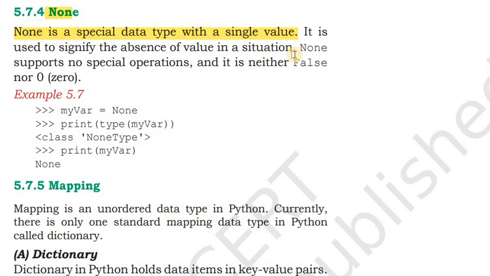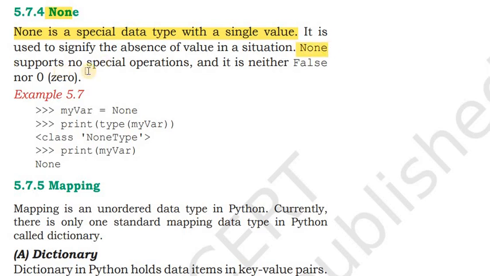So students, None is a special data type that can hold a single value, and it is used to signify the absence of value in a situation. If a value is not present at that time, then we can assign None. Without assignment, a variable can create a problem or error message, so we need to assign some value to the variable. But in case the value is not present, what will you do? Python gives you the facility that if a value is not present, you can assign None.